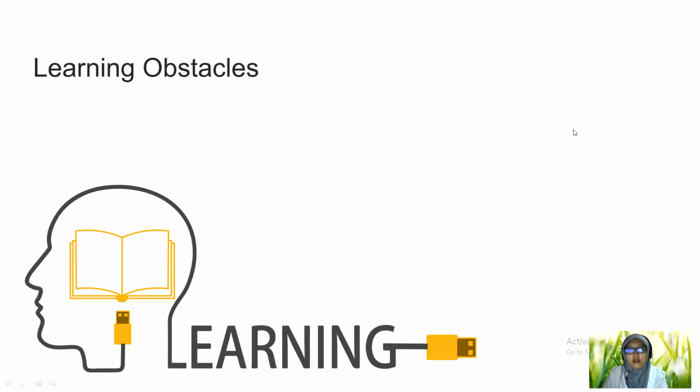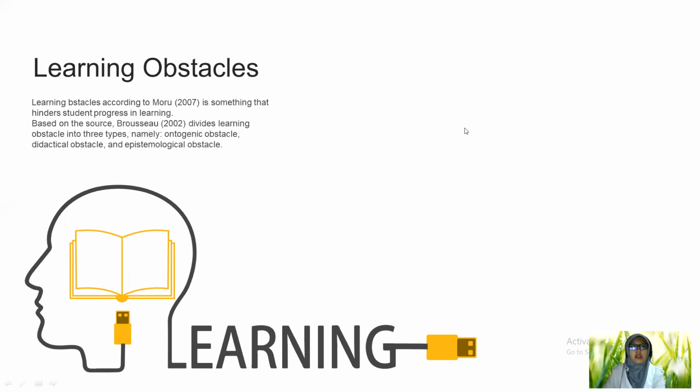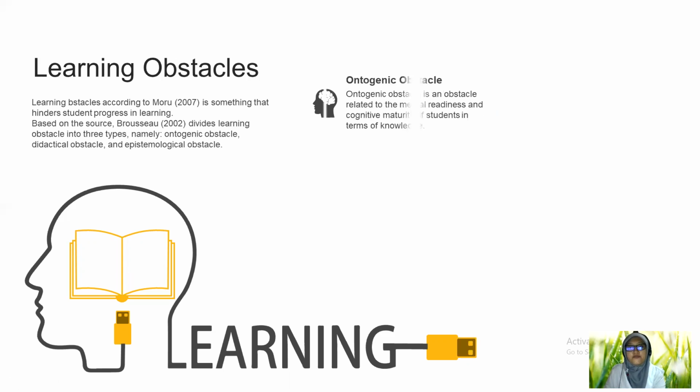For the literature review, the first one is about learning obstacles. Learning obstacles, according to Brousseau, is something that hinders student progress in learning. Based on the research, Brousseau divides a learning obstacle into three types, namely ontogenic obstacle, didactical obstacle, and epistemological obstacle.